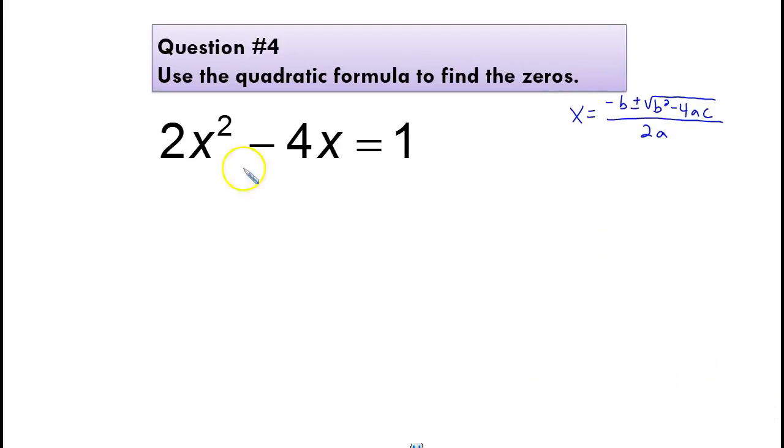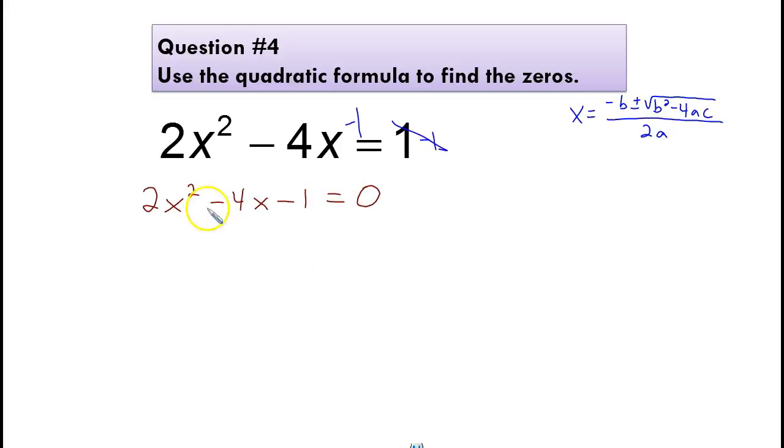Number 4, is it in descending order? It kind of looks like it is because we've got our squared part and our x part and our constant part, but the constant part is on the wrong side of the equal sign. So we're going to have to get it across the equal sign by subtracting 1 on both sides. Which would give us 2x squared minus 4x minus 1 equals 0.